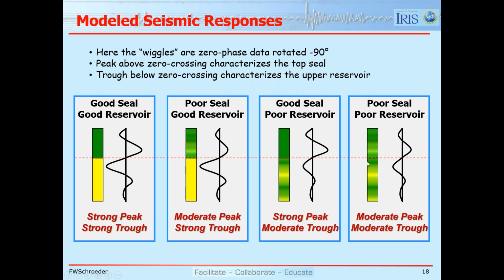So based on seismic modeling, I've made the observation that if I analyze the peak on top of my interpreted horizon, which is where the dashed red line would be, if I get a really positive number, then that's a sign that I have a good quality seal. If I look at the trough below that horizon, I get a really big negative number, that tells me I have a good reservoir.